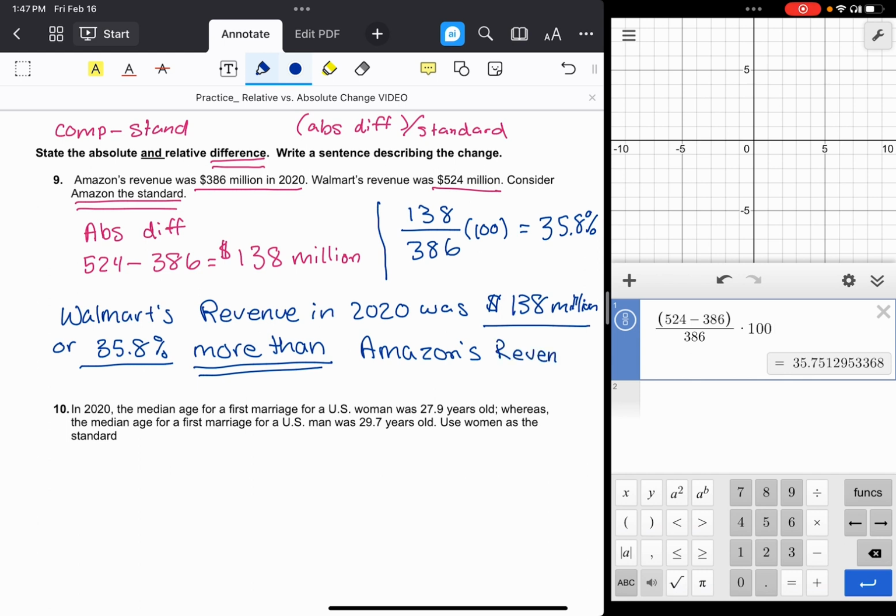revenue? Now, before you're like, does it matter which order I put Amazon or Walmart in? Could I just say Amazon's revenue was 35.8% less than Walmart's revenue?